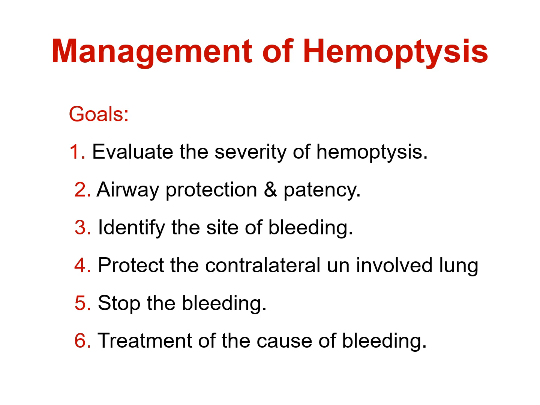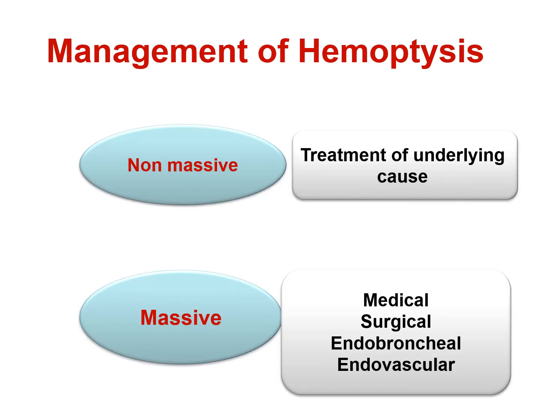For management of hemoptysis, how to manage a case of hemoptysis? The goals of management: number one, evaluate the severity of hemoptysis, whether it is massive or not. Number two, airway protection and patency, identify the site of bleeding, protect the contralateral uninvolved lung by using a Fogarty catheter, for example, stop the bleeding, and lastly, treat the cause of bleeding. If you have non-massive hemoptysis, treatment of the underlying cause will control it. But if the hemoptysis is massive, you will use medical, surgical, endobronchial, or even endovascular treatment.